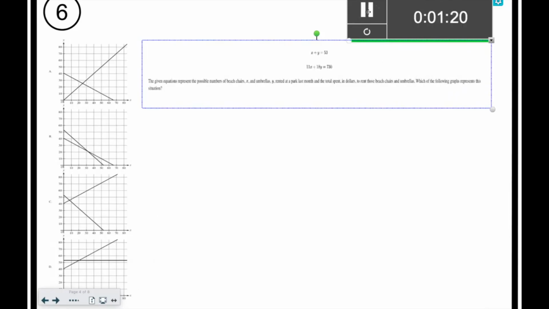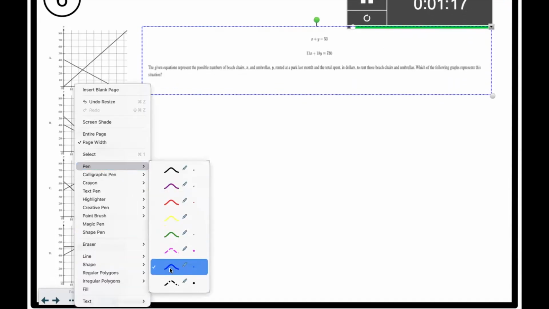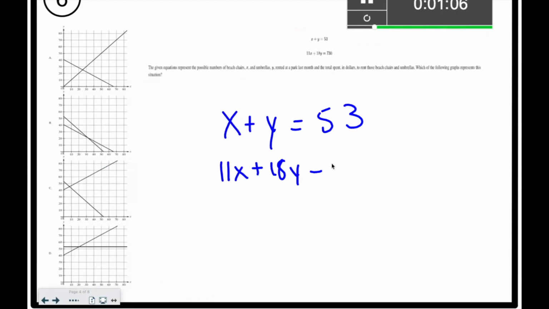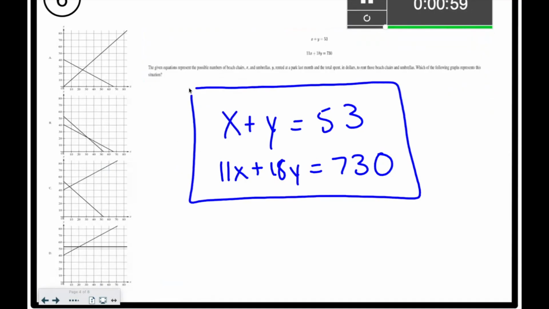Okay. So we're looking for the graph that matches this. And I'm just going to write it a little bigger. So we have x plus y equals 53 and 11x plus 18y equals 730. I got B. That is correct. Yeah.